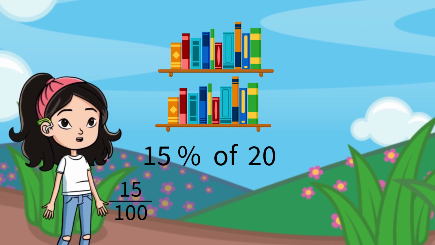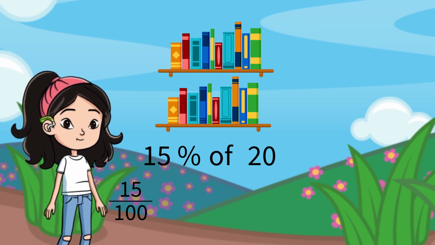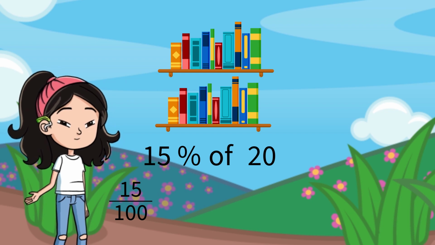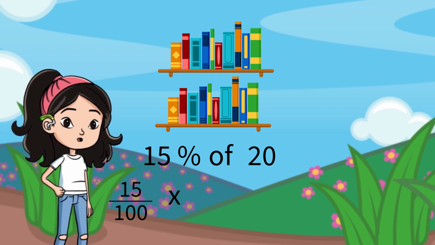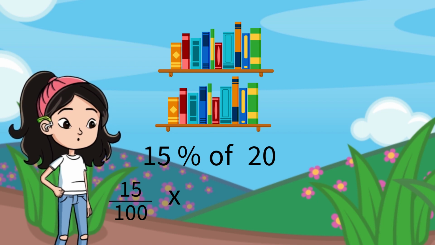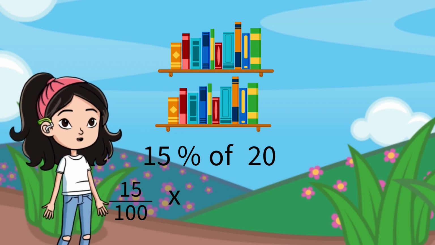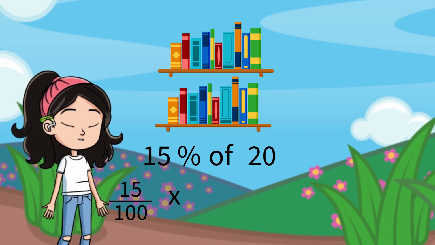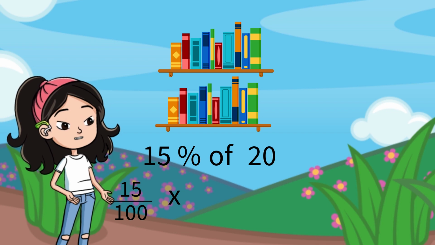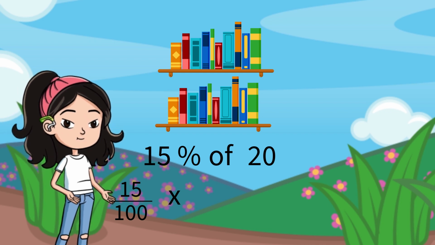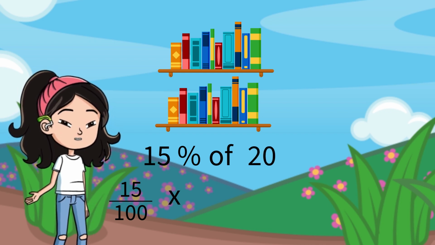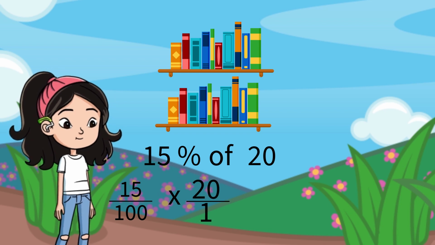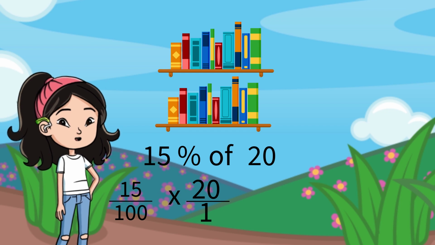In some cases, the word of in math is used instead of the multiplication symbol, so we can replace our word of with multiplication. That's better. It's easier if we are multiplying two fractions, so we are going to change our 20 into a fraction by making the denominator 1. We now have 15 over 100 multiplied by 20 over 1.